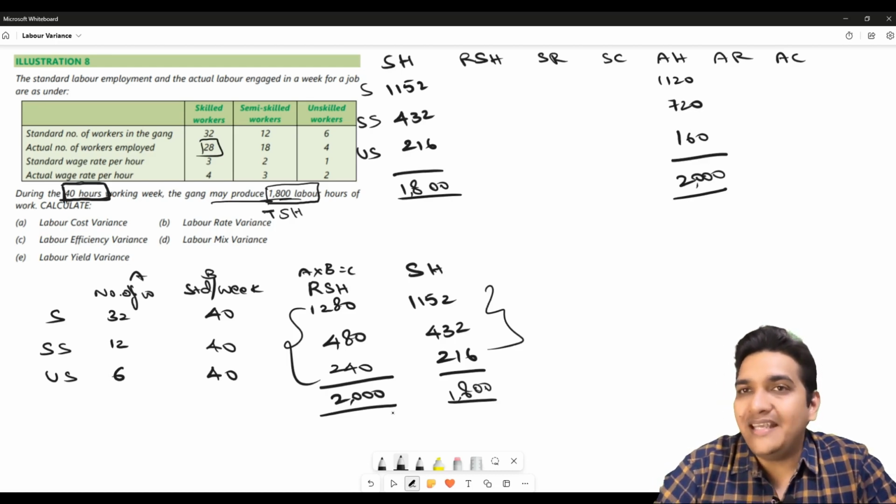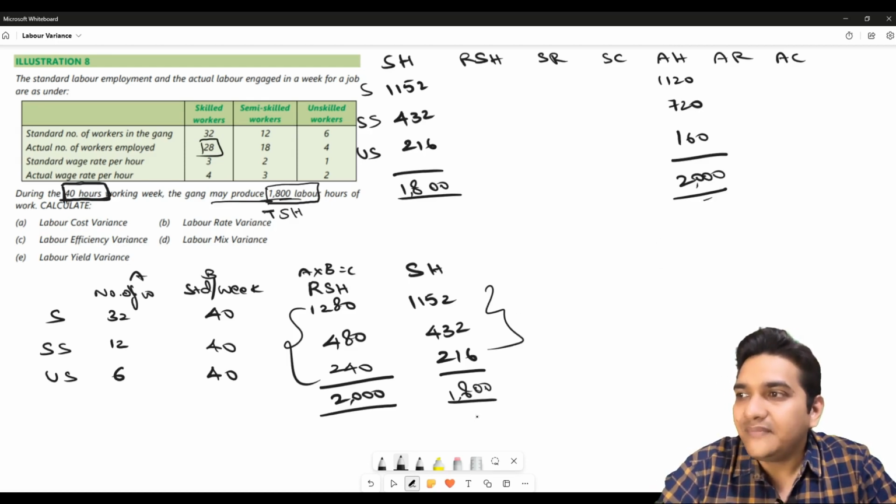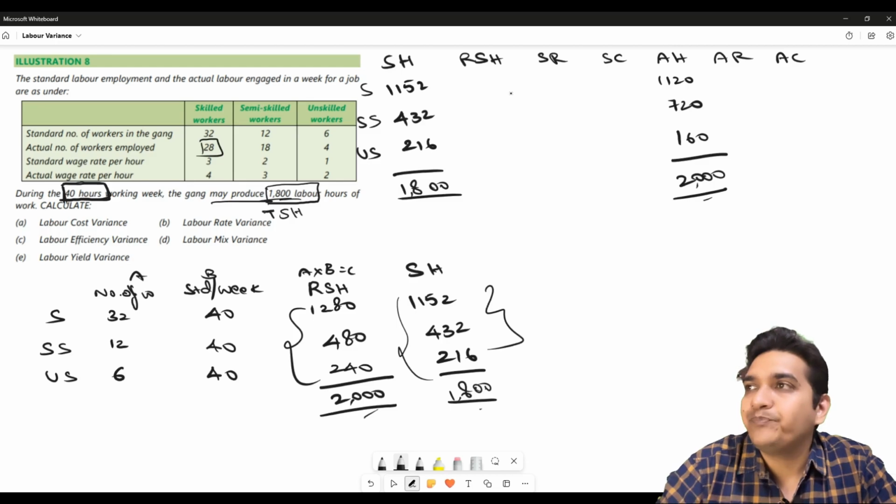So if you see here, our actual hours is 2000, our standard hours is 1800. However, there is another calculation which we have done which amounts to 2000, and it is in the ratio of our standard hours. Since it is in the ratio of our standard hours, it becomes our revised standard hours. 480 and 240, this total comes to 2000.